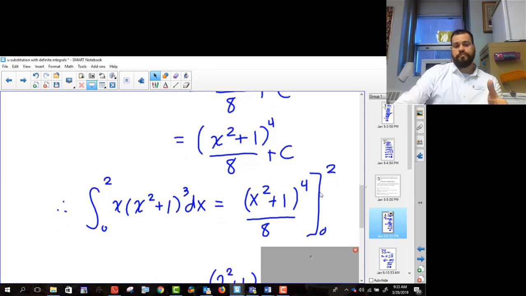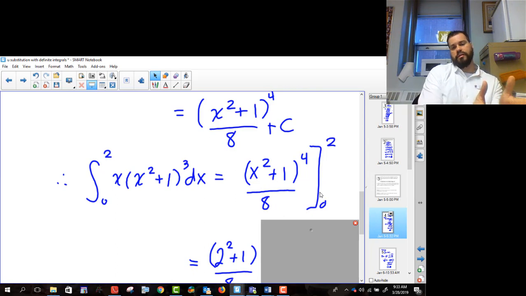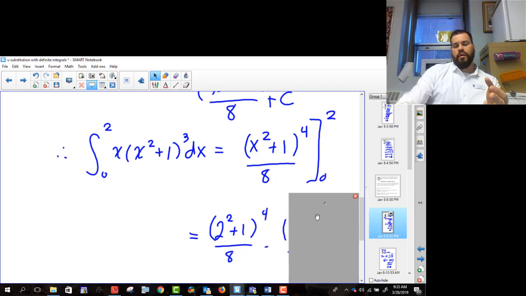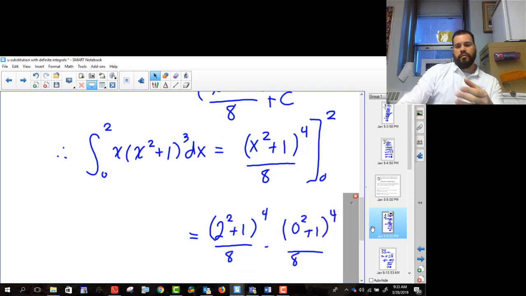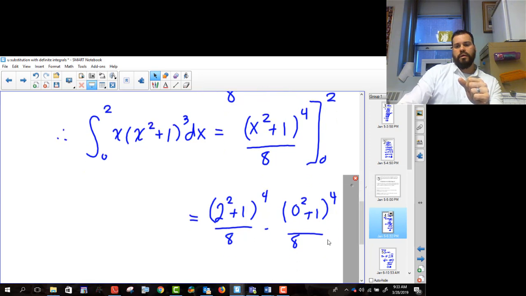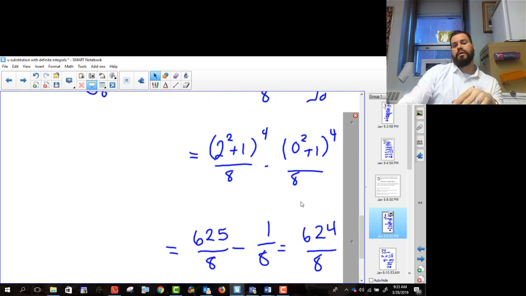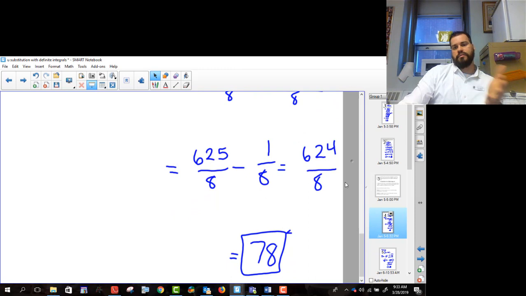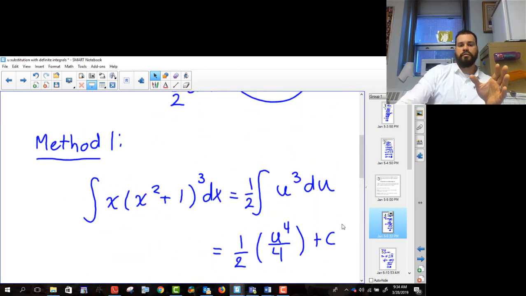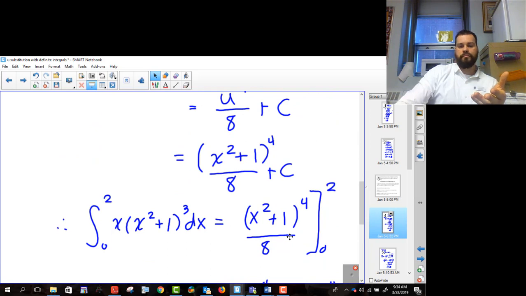And then I plug in 2 with the fundamental theorem of calculus, right? We just plug in the top boundary, the upper limit. So 2 squared plus 1 to the 4th over 8, and then I put in the lower boundary. So 2 squared is 4, 4 plus 1 is 5, 5 to the 4th over 8 is 625 over 8, and then 0 squared plus 1 to the 4th is 1 over 8, which is 1/8, and we just subtract them, we get 624 over 8, and we get 78. That's what 624 divided by 8 is. All right, so that is method one. And method one says, just pretend the limits aren't there, integrate, and when you're done, then plug the limits in.